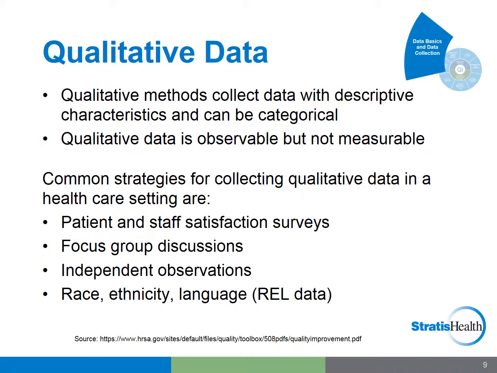Qualitative data would include data that is collected in patient and staff satisfaction surveys, focus group discussions, independent observations. Race, ethnicity, language, or REL data are a set of qualitative data that are used to better understand patient populations and identify health inequities. Qualitative data could also be observations that are narrative in nature, such as an encounter note in a chart. Think of the root word of qualitative: quality. Qualitative data is the collection of data which are the qualities about who or what is being observed or described.